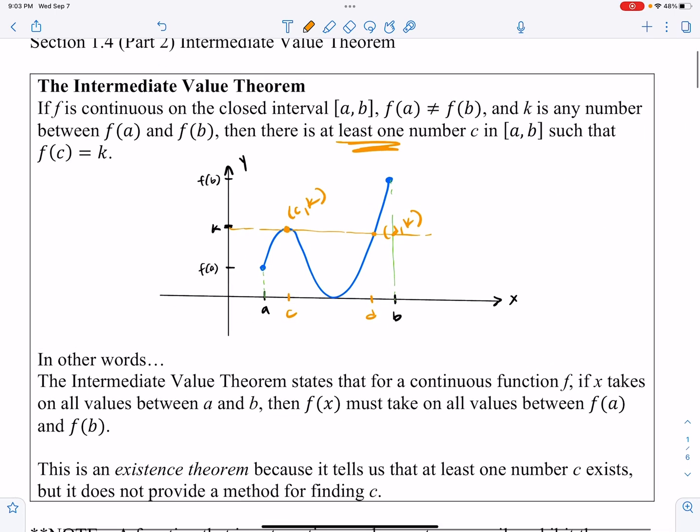So in other words, the intermediate value theorem states that for a continuous function f, if x takes on all values between a and b, then f of x must take on all values between f of a and f of b. It's an existence theorem. It doesn't tell us how to identify c. It just tells us that c has to exist based on those conditions holding. So if the function is continuous on a closed interval and the function values at the endpoints are not equal to each other, then the intermediate value theorem can be applied.